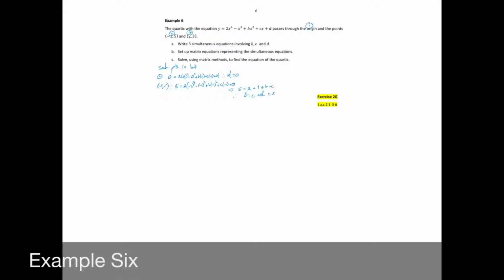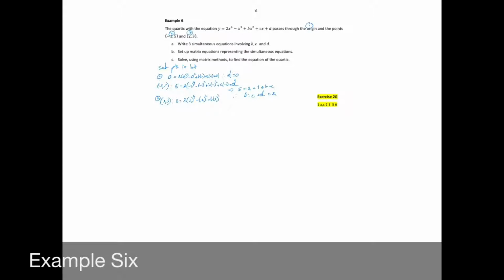And I'll put the plus d in there simply because the question said to have the equations involving b, c, and d. So transpose that, and we get b minus c plus d is equal to 2. There's equation 2. Do the same thing with point 3, which is the point 2, 3. Y is equal to 3, x is equal to 2.